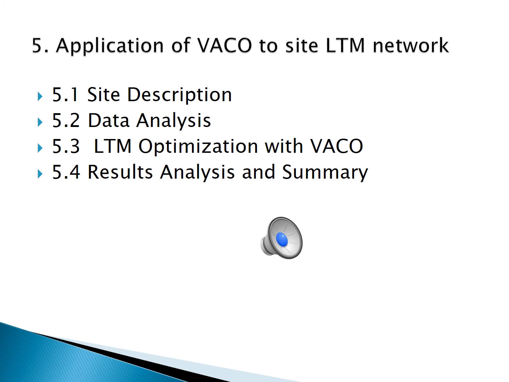Chapter 5 presents the application of variable ACO to site LTM networks. This chapter is organized into 4 sections. Section 1, site description. Section 2, data analysis. Section 3, LTM optimization with variable ACO. And Section 4, results analysis and summary.